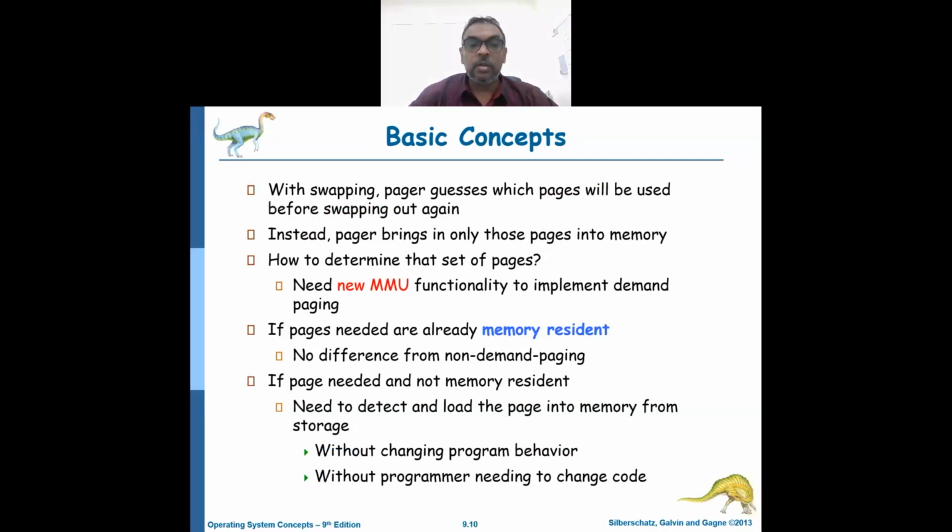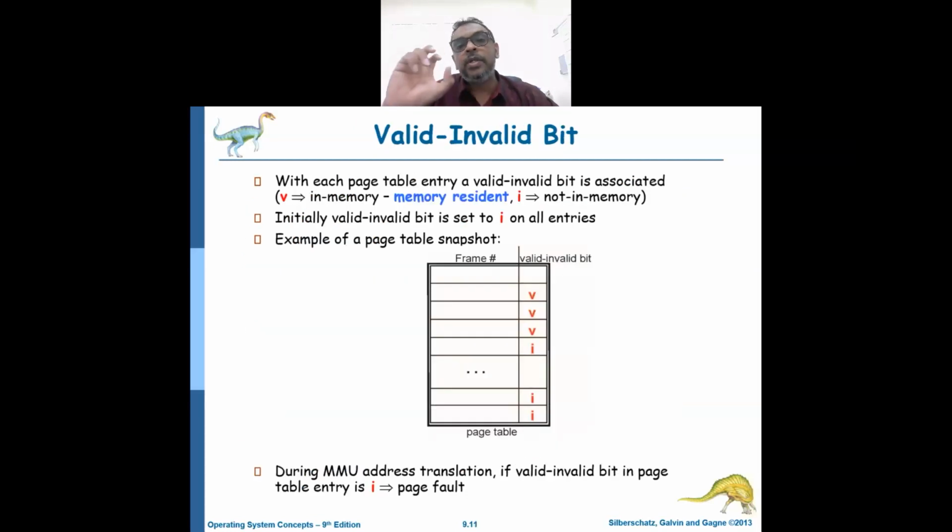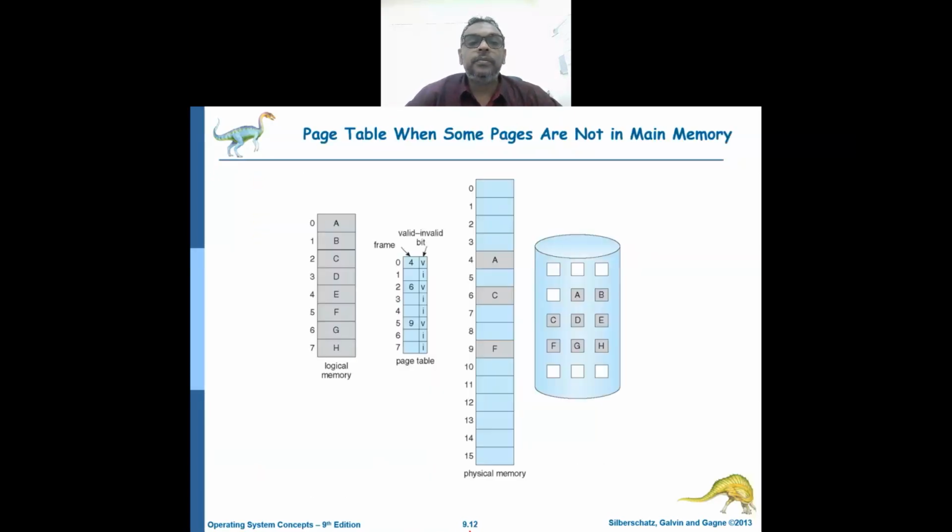Okay, so now we have the basic concepts. Now we have something which is called the valid invalid bit. The valid invalid bit inside the page table refers to if it's valid, bermaksud frame tu ada dalam main memory. So it's valid, it means this frame is valid, so the files is inside physical memory. Okay, it's there, and it's also here.